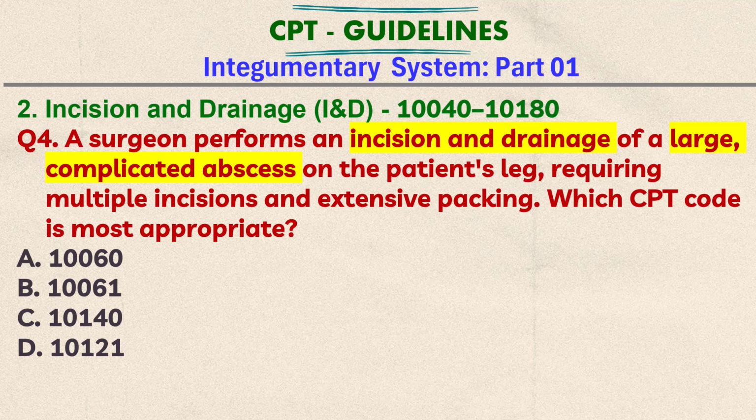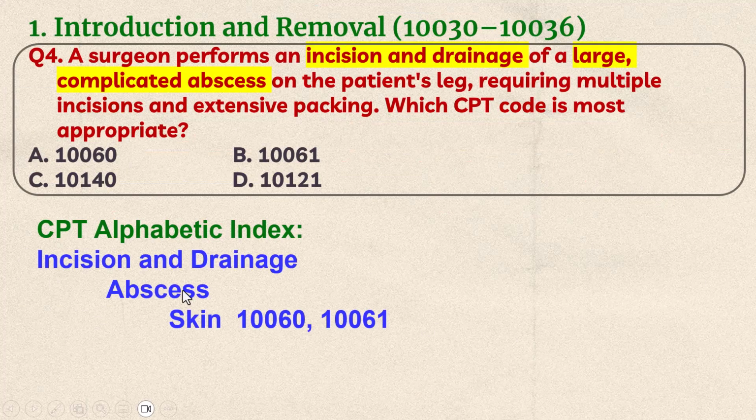Once you look at the answers, you can use the elimination method to find the answer. But for learning purposes, we'll use the CPT alphabetic index. When you go to the CPT alphabetic index, first search for the term incision and drainage, then go to the subterm abscess, then the subterm skin. It will lead you to the codes 10,060 and 10,061. Again, go back to the tabular list and confirm the answer.